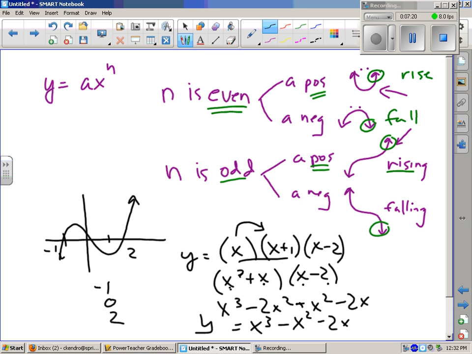Now, if there is a negative in front, then the graph will be upside down. So if it was normally positive, it would fall. If there's a negative in front, it's going to fall at the end.